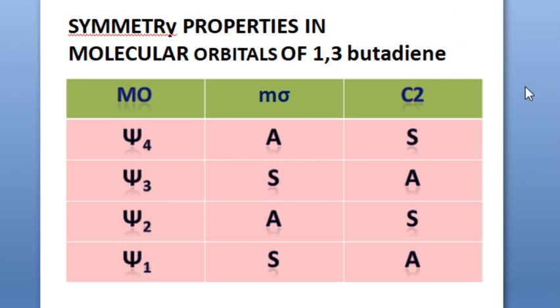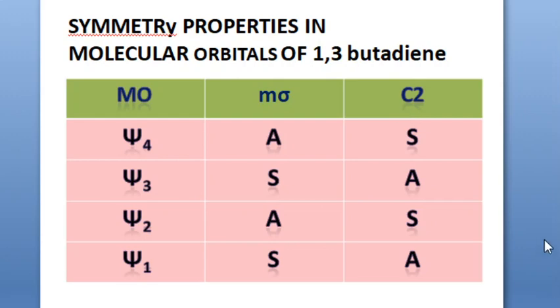So to sum up the symmetry properties in the molecular orbitals of 1,3-butadiene, starting from psi 1, psi 2, psi 3, psi 4, all the odd ones are having what? Symmetric with respect to sigma and asymmetric with respect to C2. Psi 1 and psi 3, the odd ones, are symmetric with respect to sigma and asymmetric with respect to C2. And the even ones, psi 2 and psi 4, are asymmetric in terms of what? Sigma, and symmetric in terms of C2. That's how all your molecular orbitals are designated in the case of 1,3-butadiene and their symmetry operations.